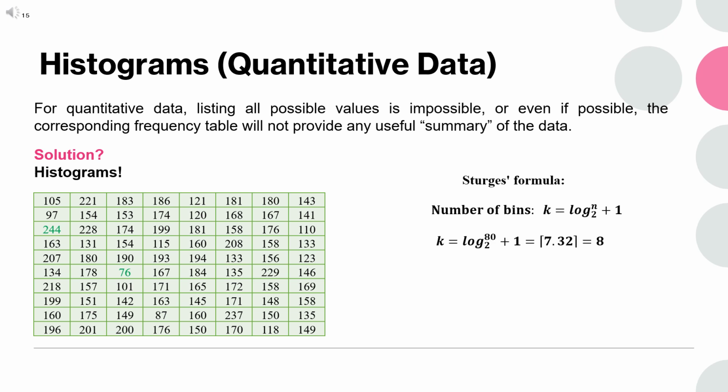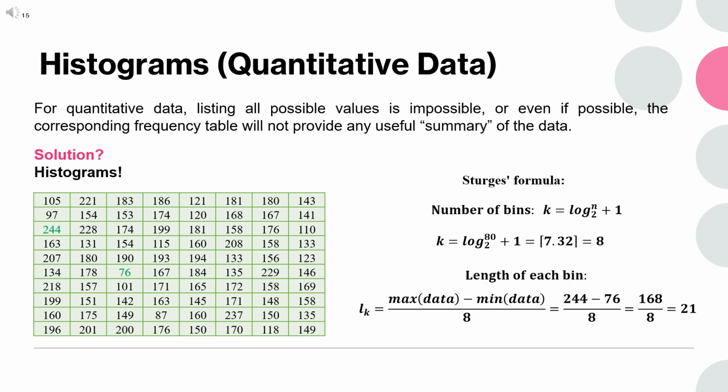For example, with a dataset of size 80, we calculate the logarithm of 80 in base 2 plus 1, which equals 7.32. When rounded up, this gives us 8 bins. Next, we need to find the length of each bin by dividing the range of the data, maximum value minus minimum value, by the number of bins, 8 in this case. This calculation yields a bin length of 21.